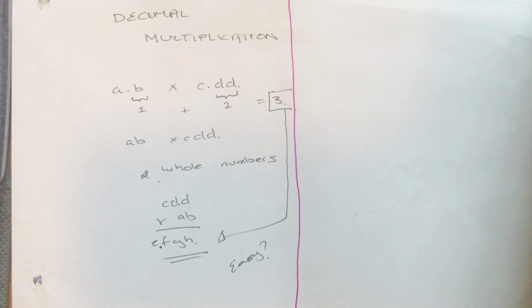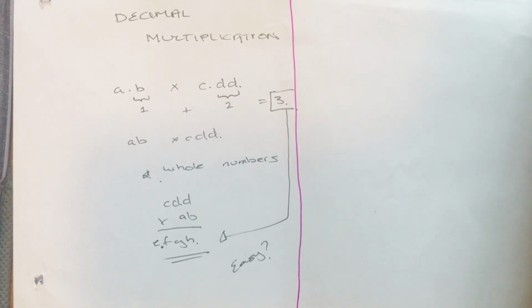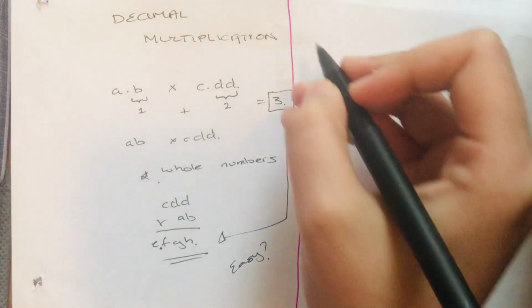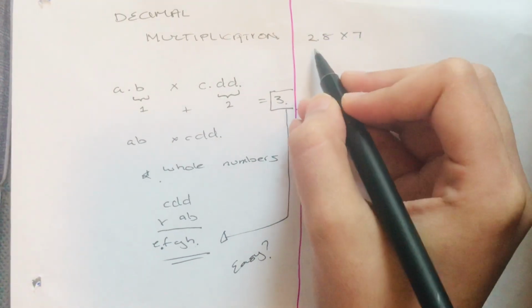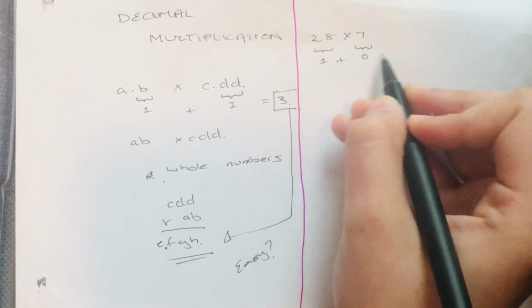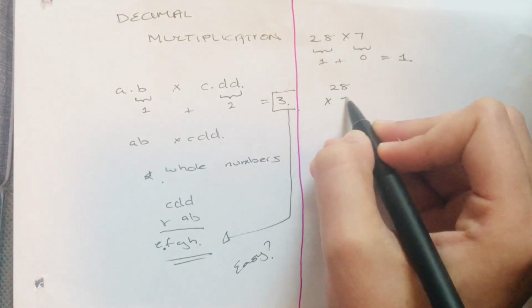Wow, simple. Okay, let's look at an example, because anyone can talk using alphabets, but it's hard to apply to numbers, right? So do not worry, this one is not hard. You all can do it. Okay, so the number that I have for you here is 2.8 multiplied by 7. So the decimal points here is 1, and here it's 0. So 1 plus 0 is equal to 1. Now we have 28 multiplied by 7.